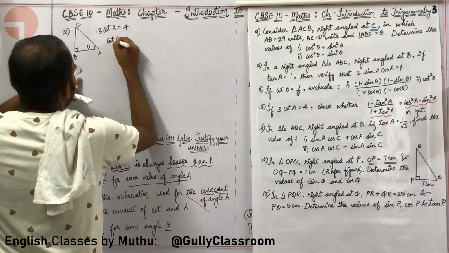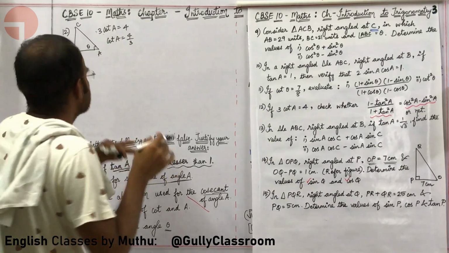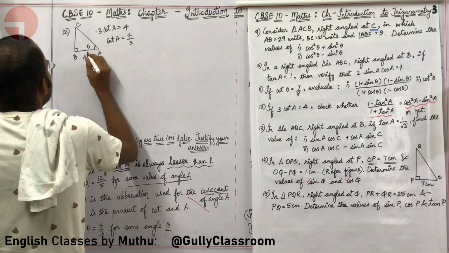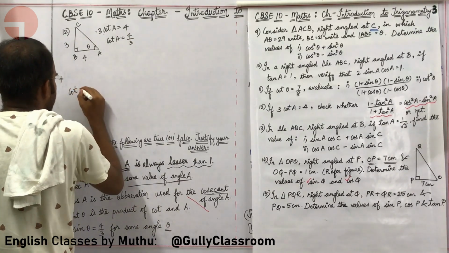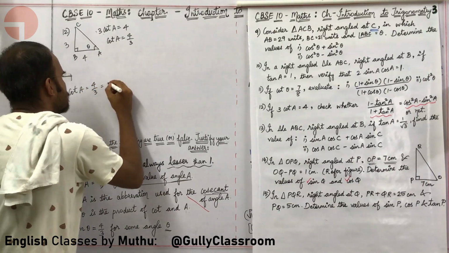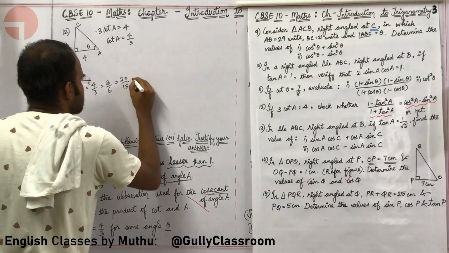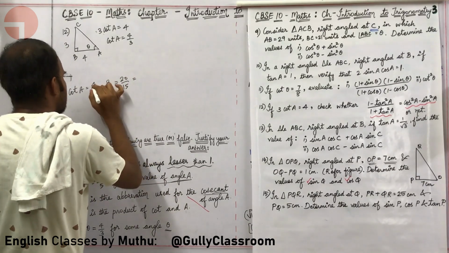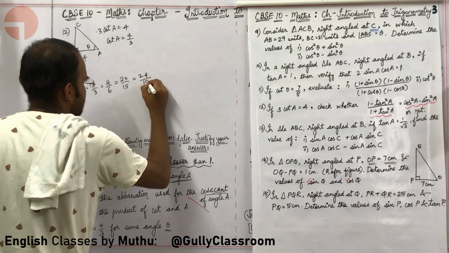So, what is cot A? Cot A is 4 divided by 3. Cot means adjacent by opposite. So, here I am going to say adjacent has 4 and opposite has 3, because cot A is given as 4 by 3. But this can also be 8 by 6. This can also be 20 by 15. Let us multiply both the values by 6, let us say. So, into 6, I am going to say 24 divided by 18.